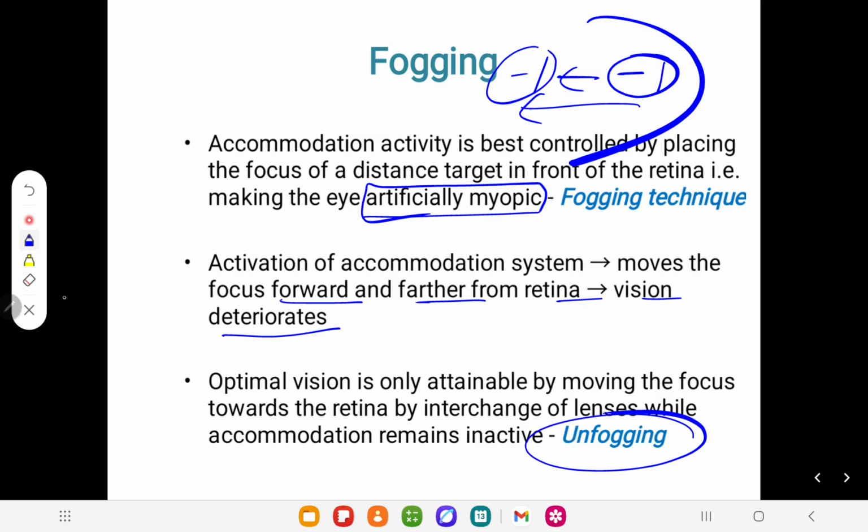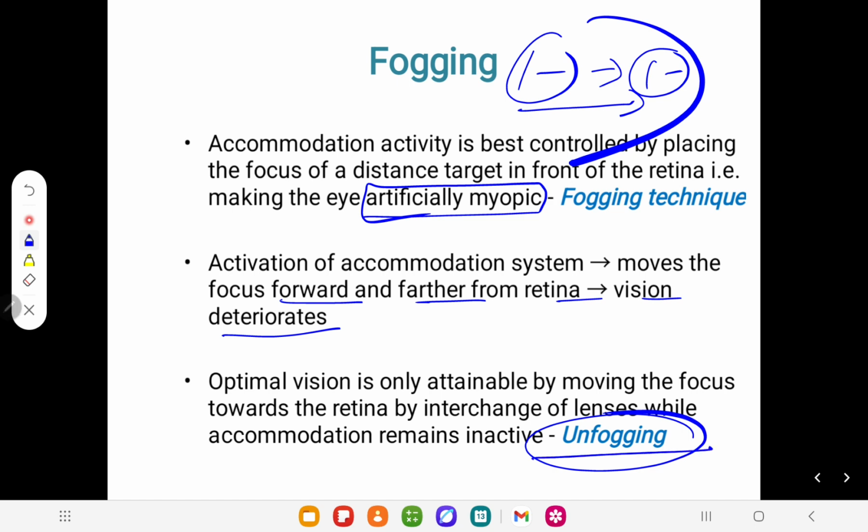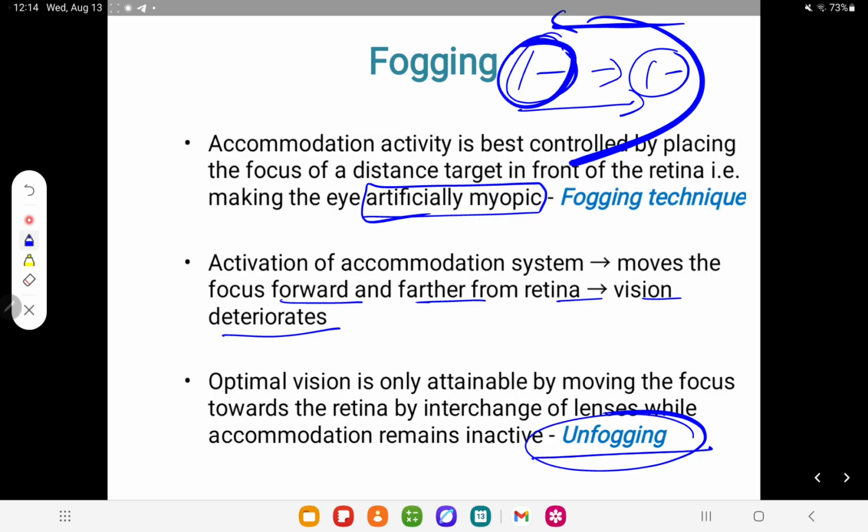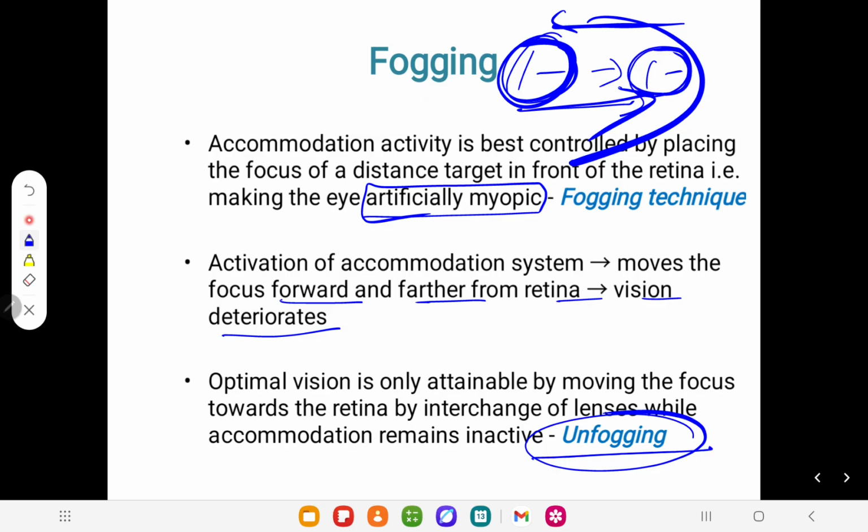Fogging means making it more myopic, isn't it? If we make this focal point such, and if you move this focal point from there to here, closer to the retina, then we get more and more clear vision, and that's called unfogging. Fogging means bringing the focal point away from the retina, and unfogging means bringing that focal point back towards the retina, isn't it?